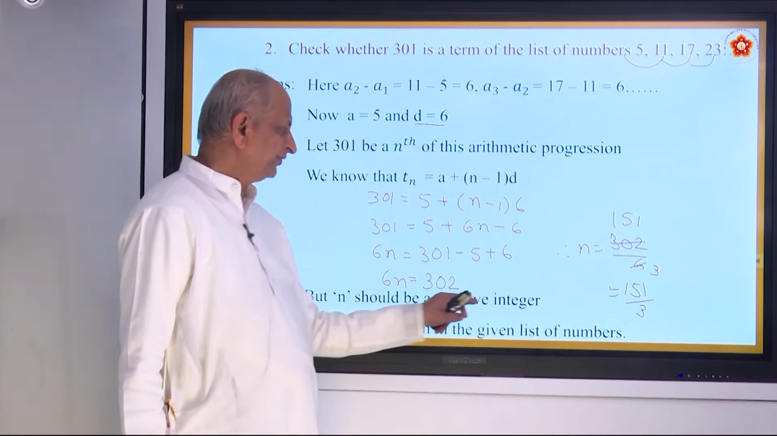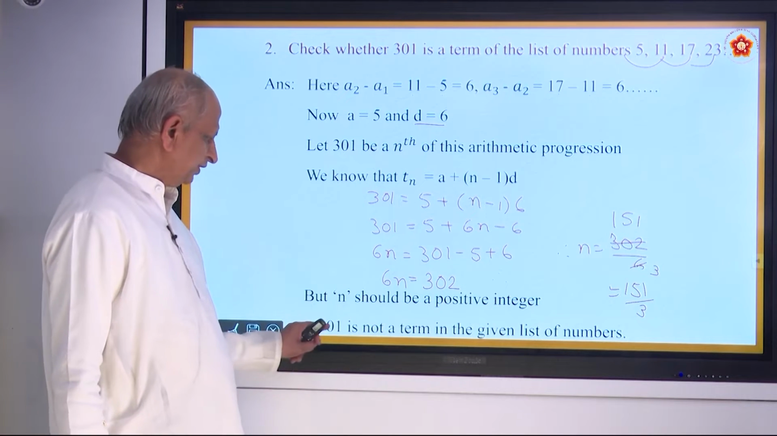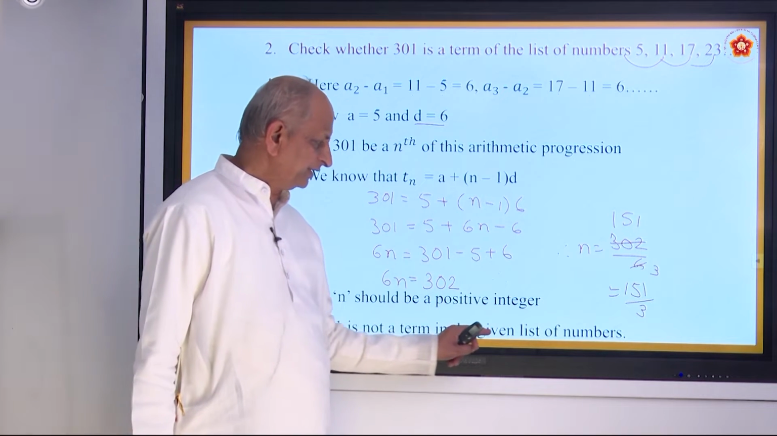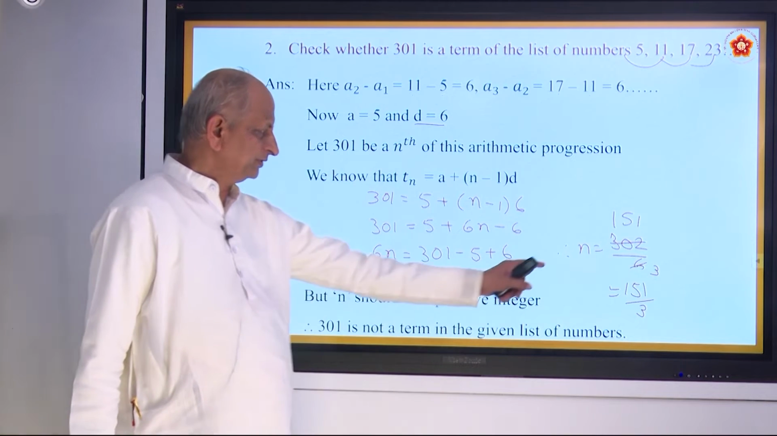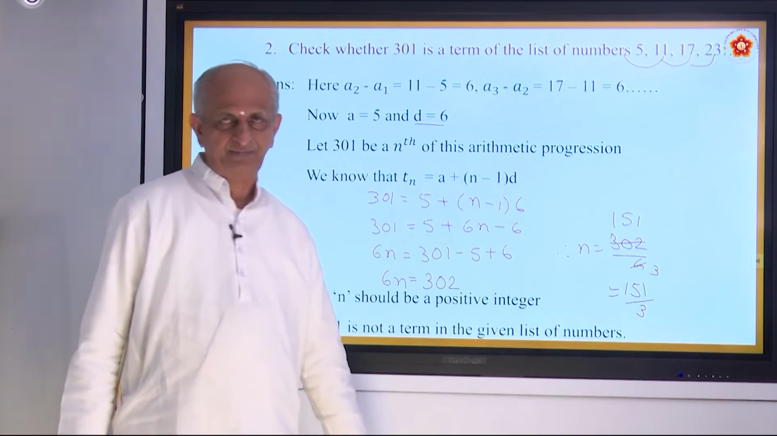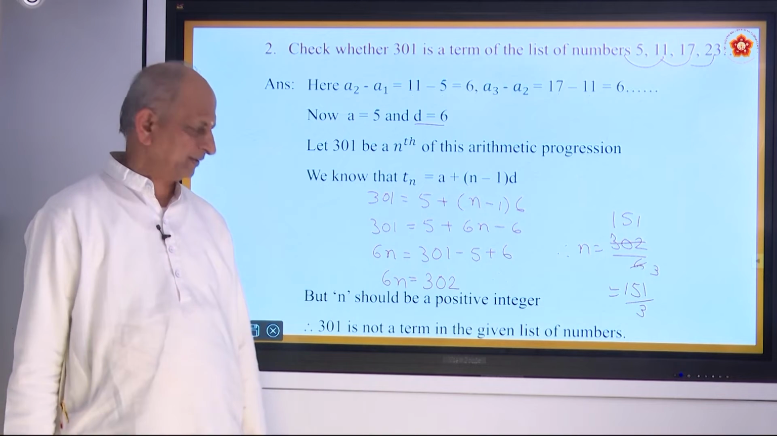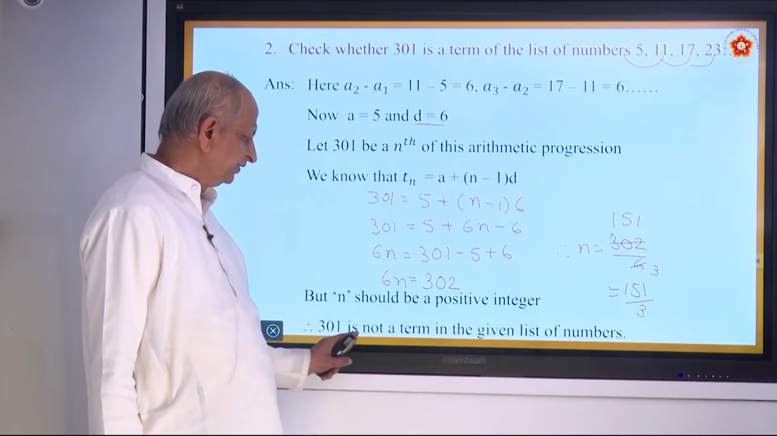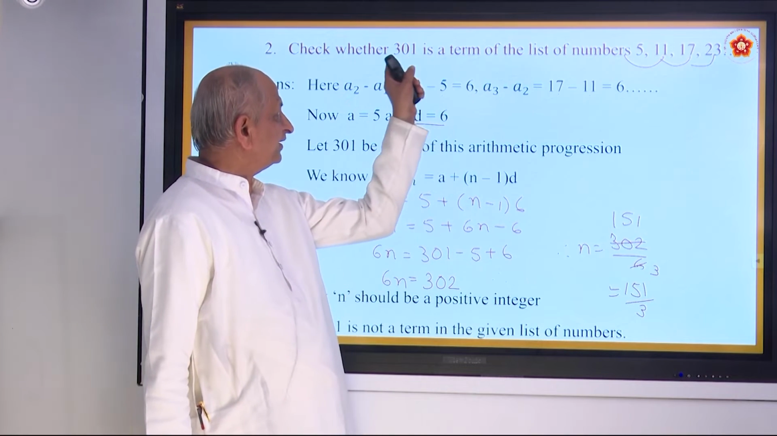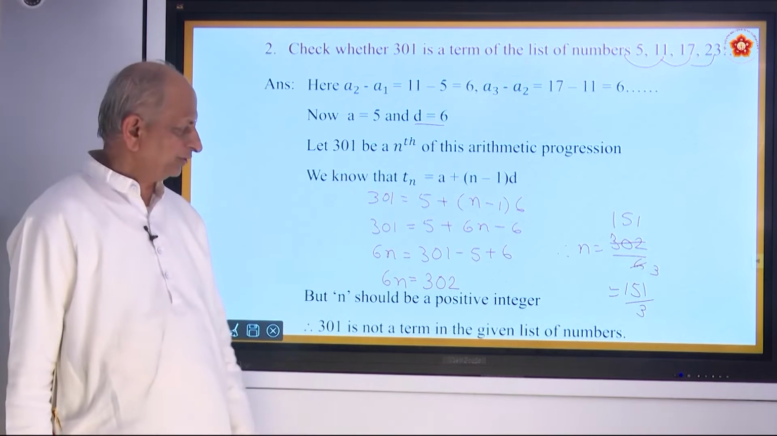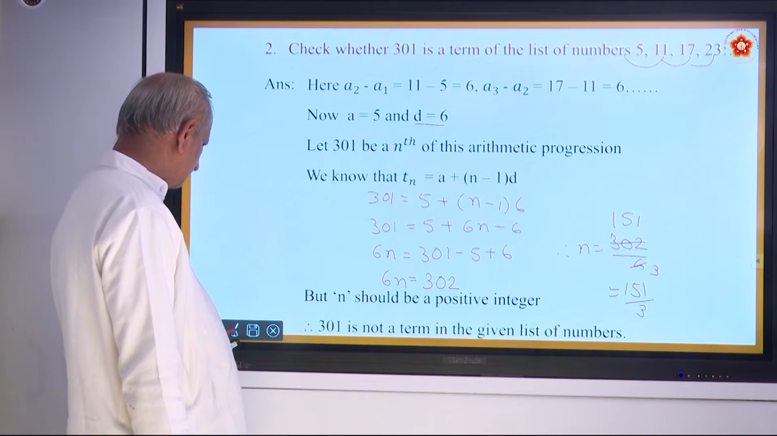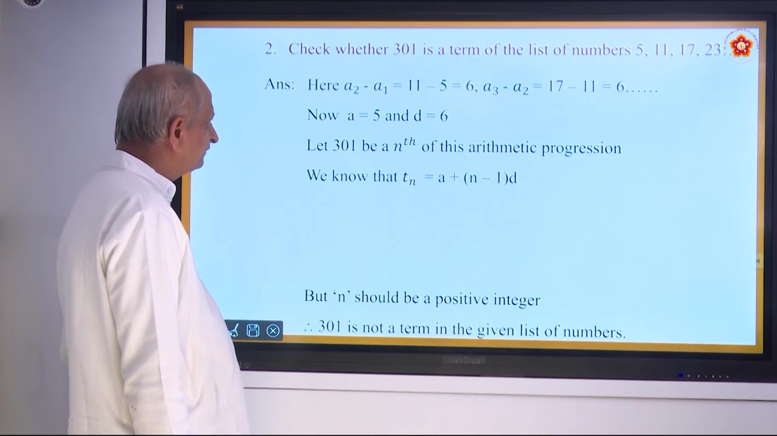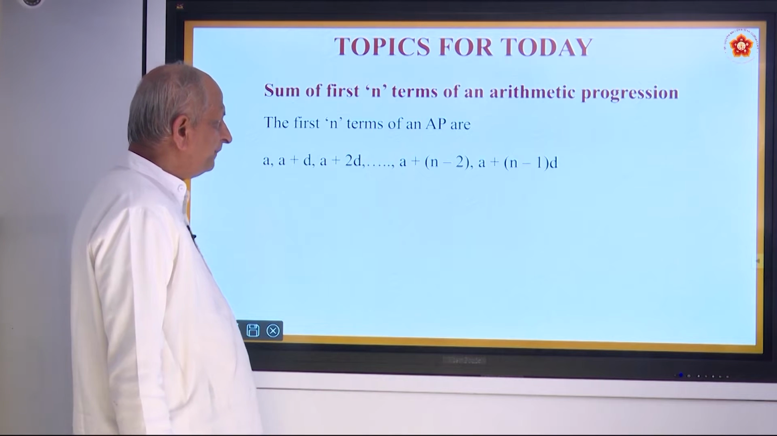N should be a positive integer. 301 is not a term in the given list of numbers, because n cannot be a fraction, it should be a whole number. So 301 is not a term. They are asking whether it is a term or not, so you should write it as: it is not a term in the list of numbers. Okay. We will see the topic for today.